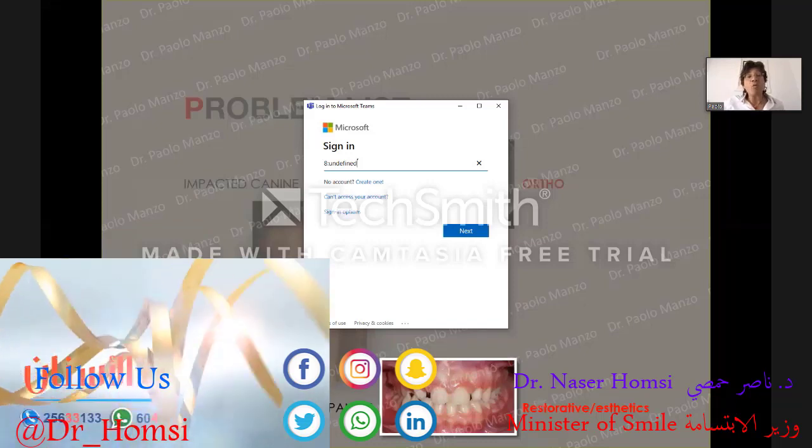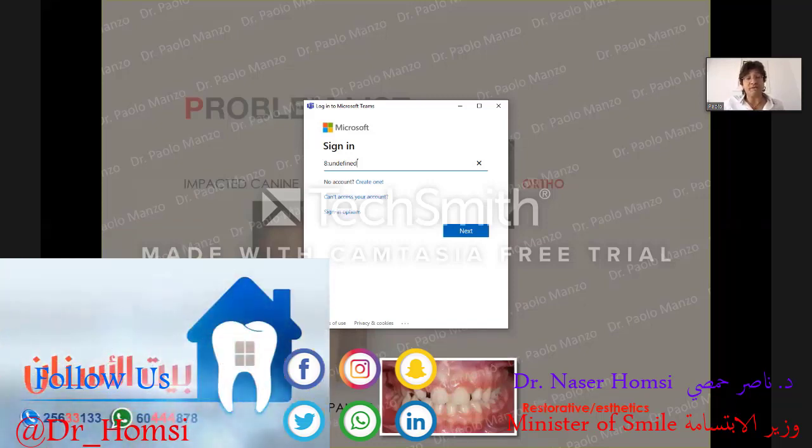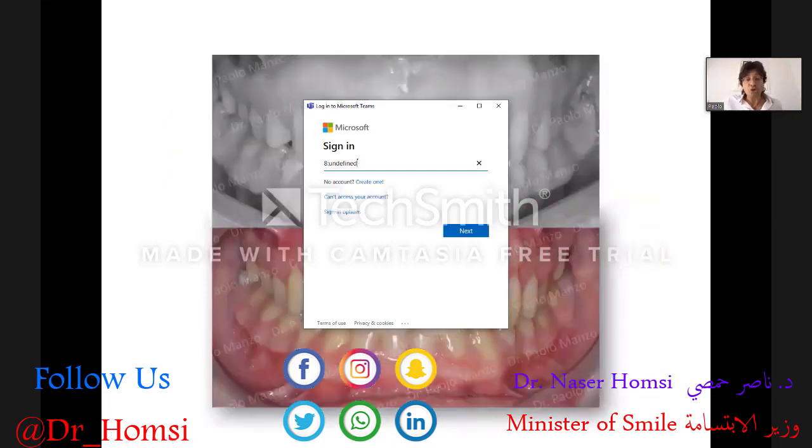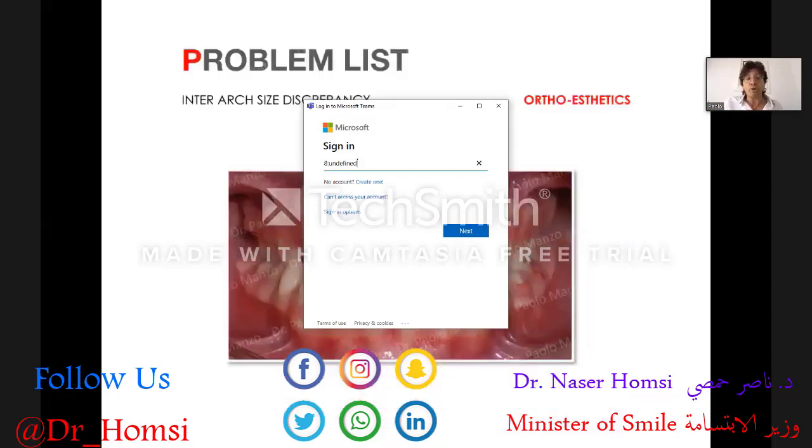And now we need the restorative aesthetic phase. So 2 weeks post-intervention, 3 weeks post-intervention. Now the healing period is going very well. Even if Tiziana is not a champion of oral hygiene at home, it is going well. Now we are ready to place the third part of the treatment, so the restorative one.